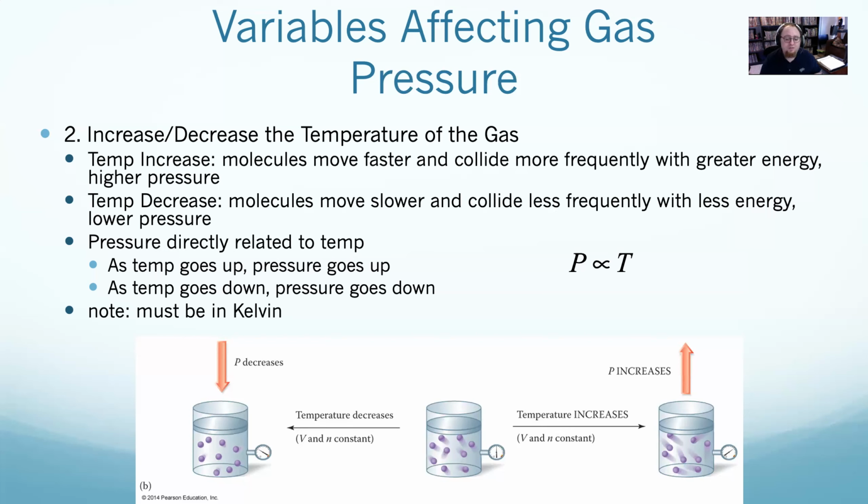Now, for the record, for this equation, or it's not really an equation, this is a proportionality, we're going to have to work in Kelvin. So if you go from 10 degrees Celsius to 20 degrees Celsius, that is not doubling the temperature because we're working in Kelvin. That's only 283 to 293. But if you double the temperature in Kelvin, you double the pressure.